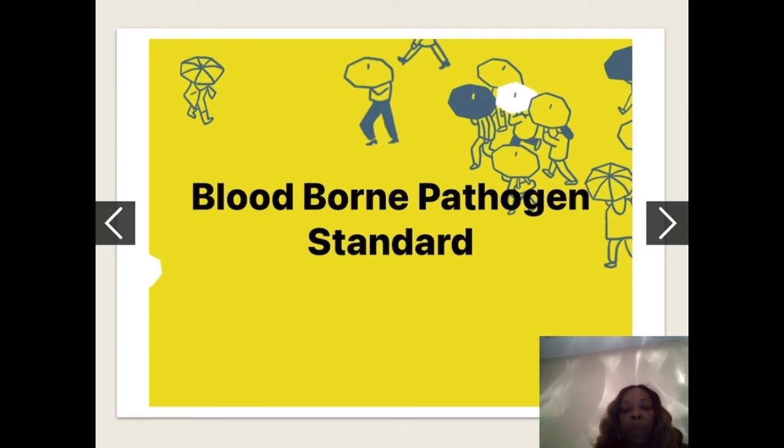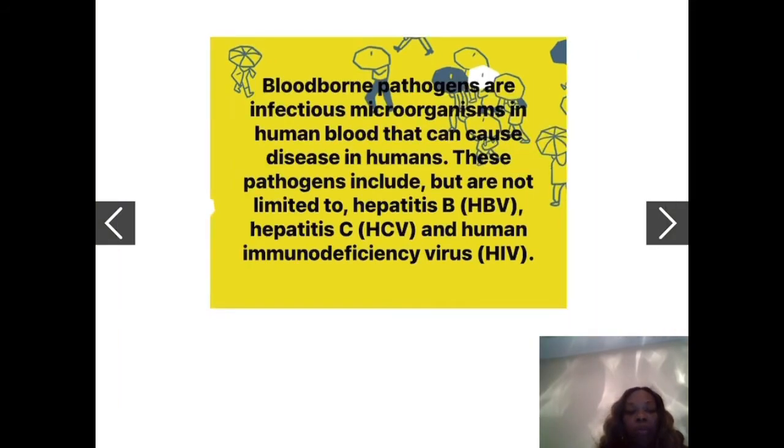Your bloodborne pathogen standard. Bloodborne pathogens are infectious microorganisms in the human blood that can cause disease in humans. These pathogens include, but are not limited to, hepatitis B, HIV, and hepatitis C.